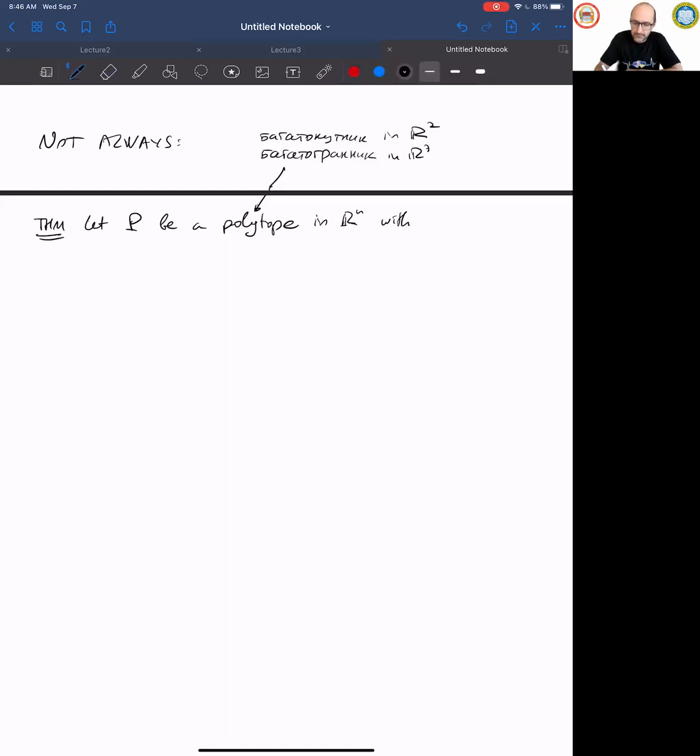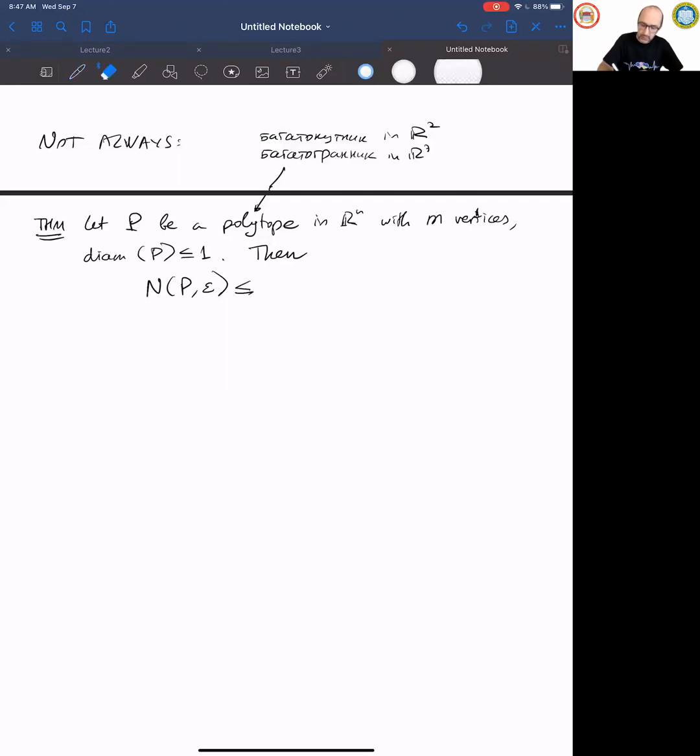So assume it has few vertices, m vertices. Think of this number as not too large. And for scaling reasons, let's assume that the diameter is less than 1. This is just to fix a scale. And we're trying to cover this polytope as usual with the balls of radius epsilon. How many do you need? Okay, good news, polynomial. m to the power 1 over 2 epsilon squared.